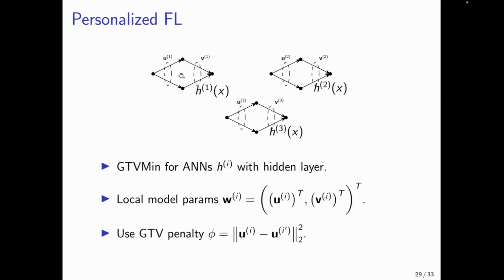So when we use GTV minimization here, we couple the input layers. For example, they should be identical. We want to use the same input transformation from features to hidden layer, but the output layer is free. How the output is then obtained from the hidden layer depends on the local data set, on the individual node. By this, we obtain a form of personalized federated learning.